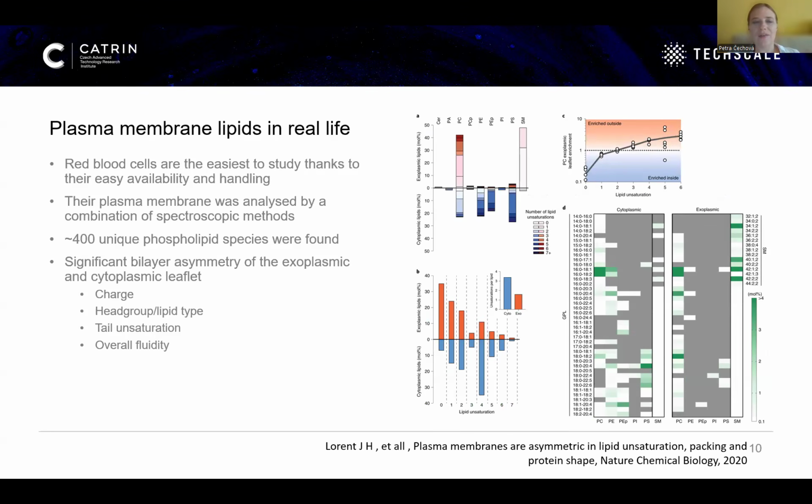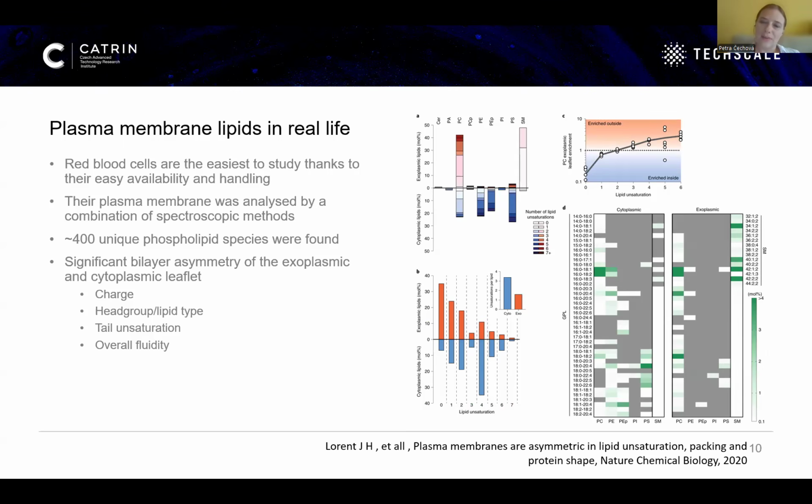to have a look at how this great variability of lipids in living cells looks in real life, there is this recent study that looked at the plasma membrane, so the outer membrane of the cell, of red blood cells, because red blood cells are reasonably easy to get and work with, even from humans, so you can get volunteers to give you blood cells. And what they did is they found out that there are about 400 unique phospholipid species. So there's 400 different combinations of head groups and tail groups.